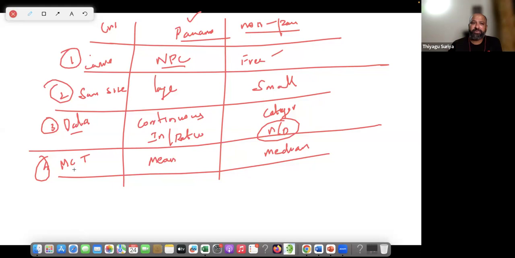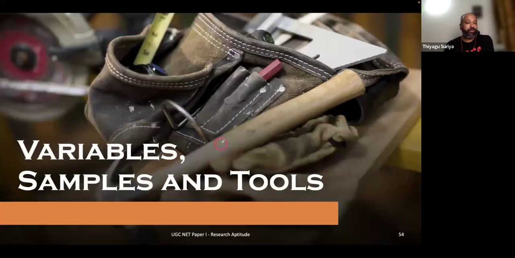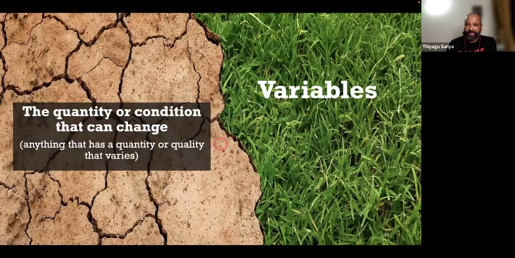Any doubts in this? This question sometimes may come in the examination. Sometimes, not always. Okay, I'm moving to variables. Sometimes questions may come from the variables area.